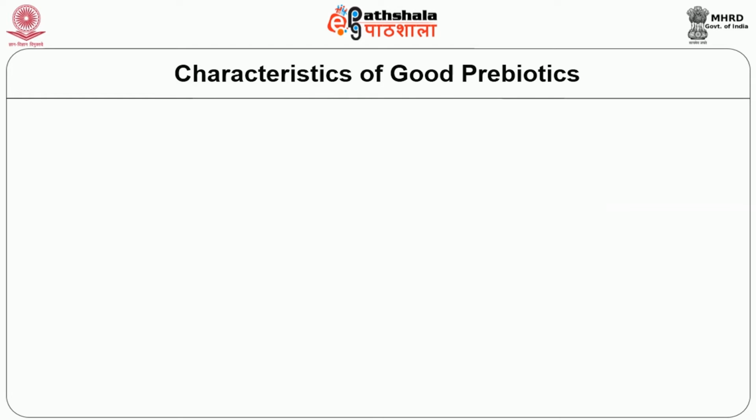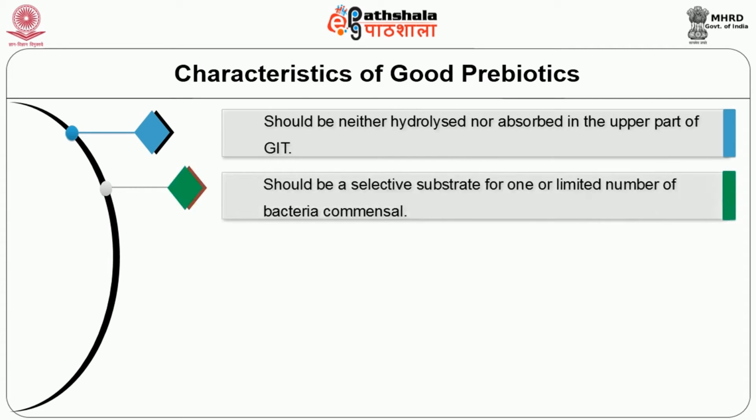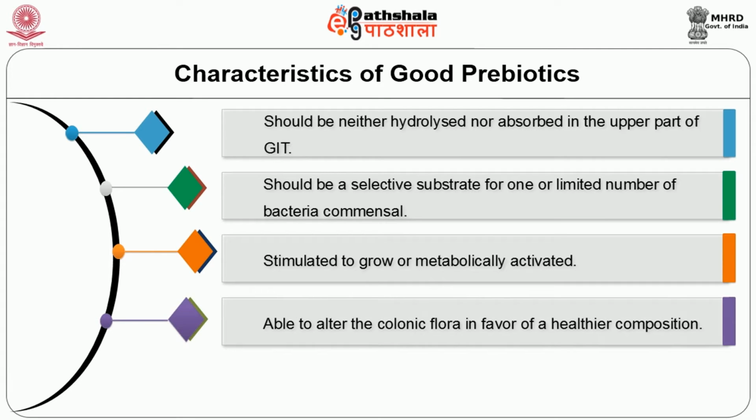What are the characteristics of good prebiotics? They should neither be hydrolyzed nor be absorbed in the upper part of the gastrointestinal tract. When you take a fiber-rich food or a prebiotic, it should not be digested in the stomach or in the upper gastrointestinal tract. It should be a selective substrate for one or a limited number of bacteria, that is the bacteria causing no harm, to cecum, colon, which are stimulated to grow or metabolically activated. Prebiotics are able to alter the colonic flora in favor of a healthier composition.